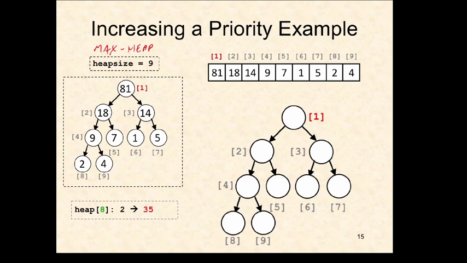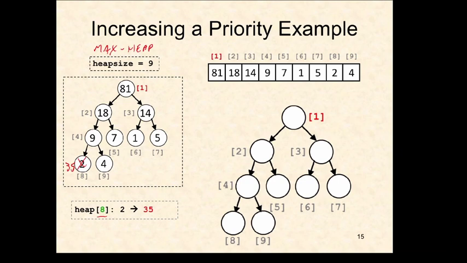What if I told you somebody changed a value in the middle? Somebody changed the value at index 8 from 2 to 35. So this 2 changed to a 35. Well, that's no longer a heap, but I want to fix it. I want to get it back to being a valid binary heap.